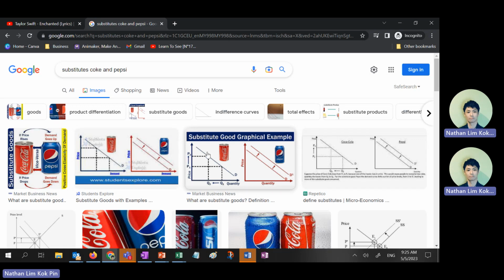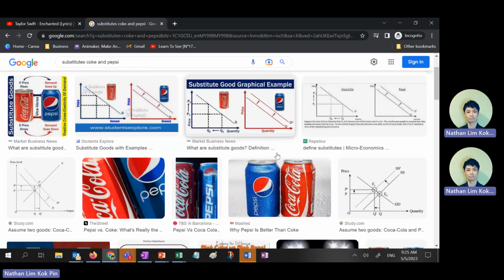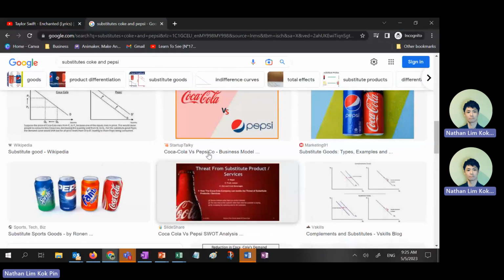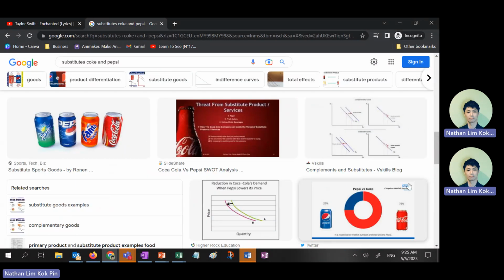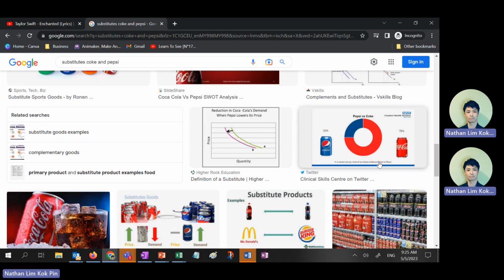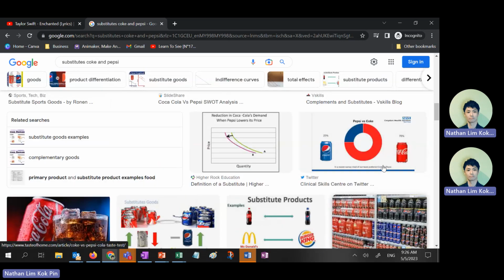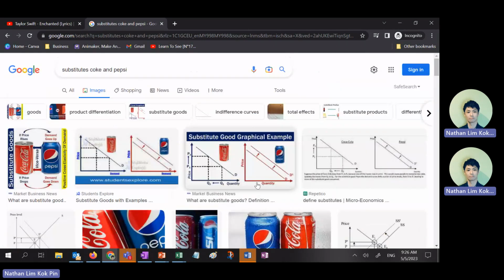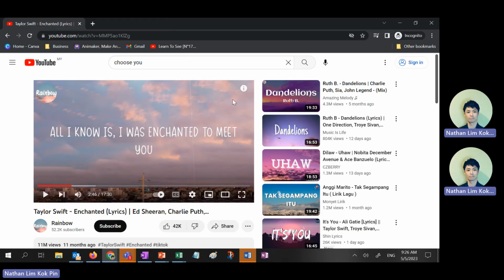Can you see all the diagrams? Left hand side movement along, right hand side shift. Is there any right hand side movement along? No. Okay, make sense, ladies and gentlemen? These are all the same stuff I'm talking about right now, so just think of your own substitutes. For Zheyong, maybe girlfriend 1, girlfriend 2 are the substitutes.